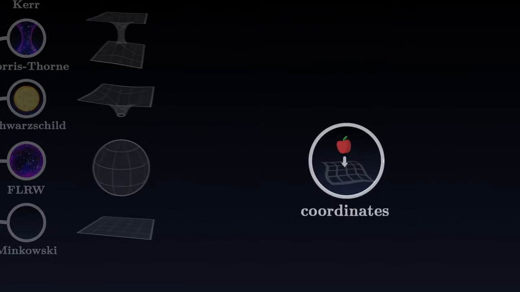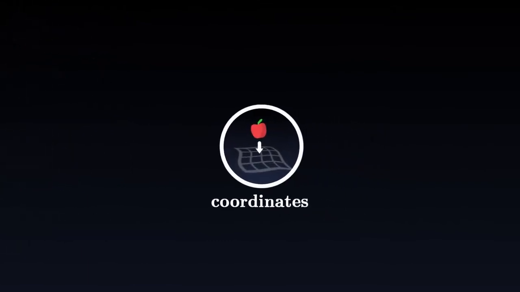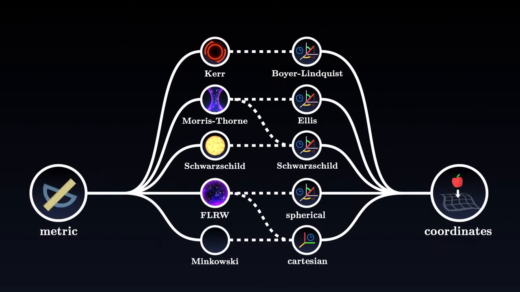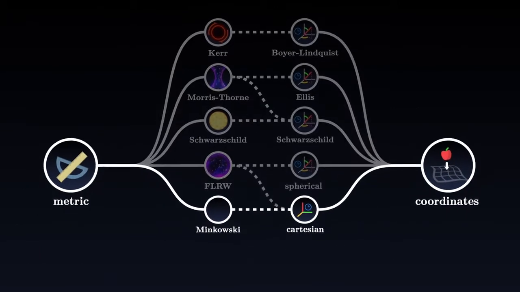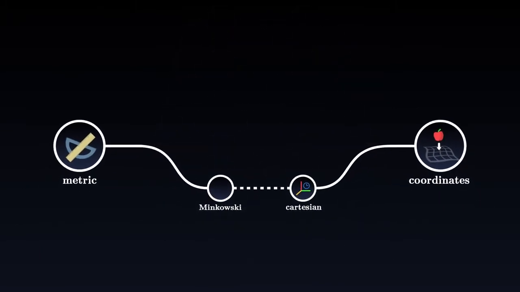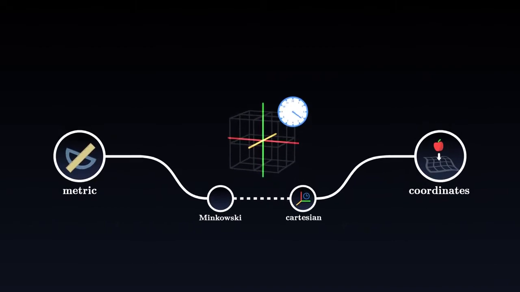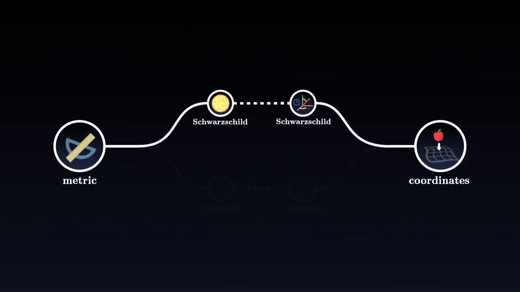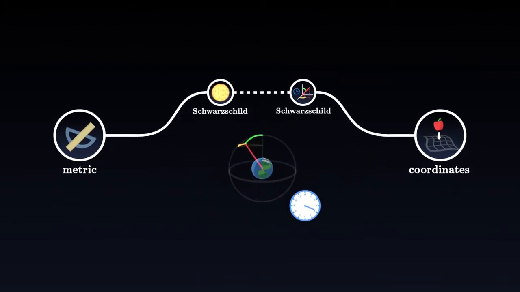The second step is to choose the coordinates that we will use to describe our problem. Depending on the situation, some coordinates are more appropriate than others. The Minkowski metric is most often expressed with Cartesian coordinates, which reflect its linear structure. For the Schwarzschild metric, we choose spherical coordinates to exploit the symmetry of the central mass.